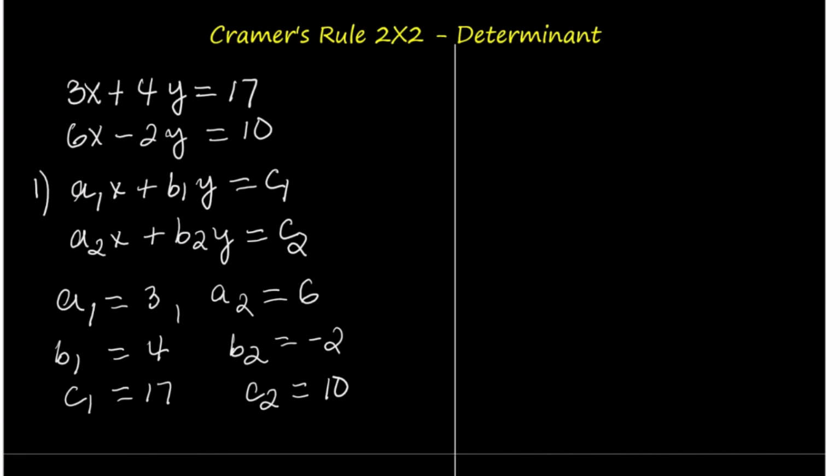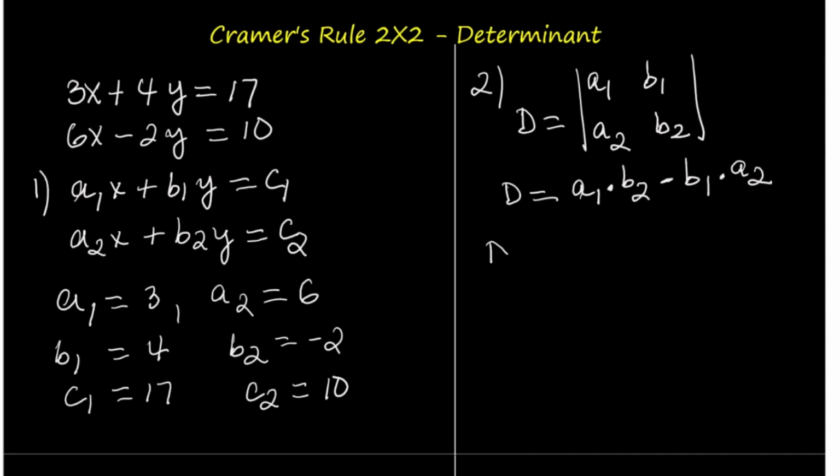Step 2. Calculate the main determinant. Capital D is a 2x2 determinant made from the coefficients of x and y. We write it as a matrix with a1 and b1 on the top row, a2 and b2 on the bottom row. To evaluate a 2x2 determinant, we use the formula D equals a1 times b2 minus b1 times a2. From our system, we know a1 is 3, a2 is 6, b1 is 4, and b2 is negative 2.